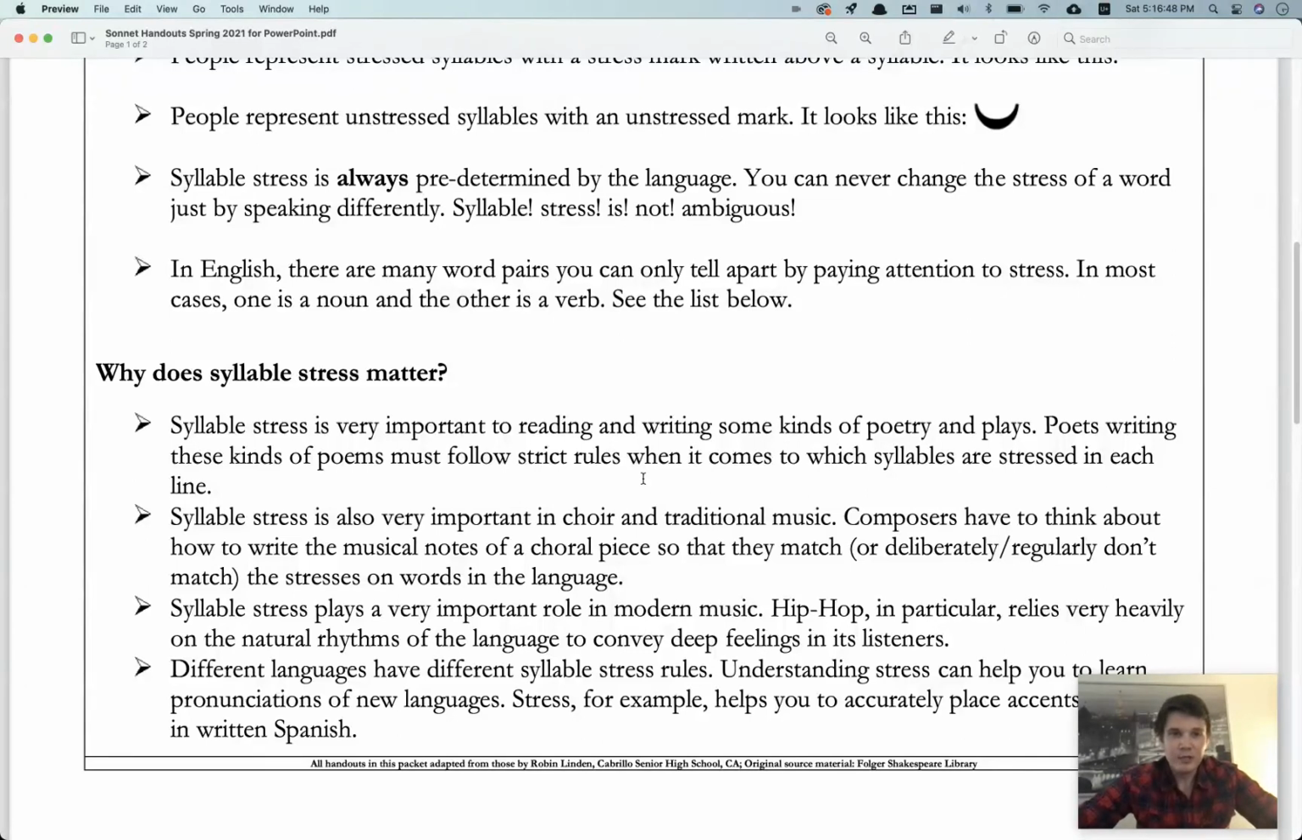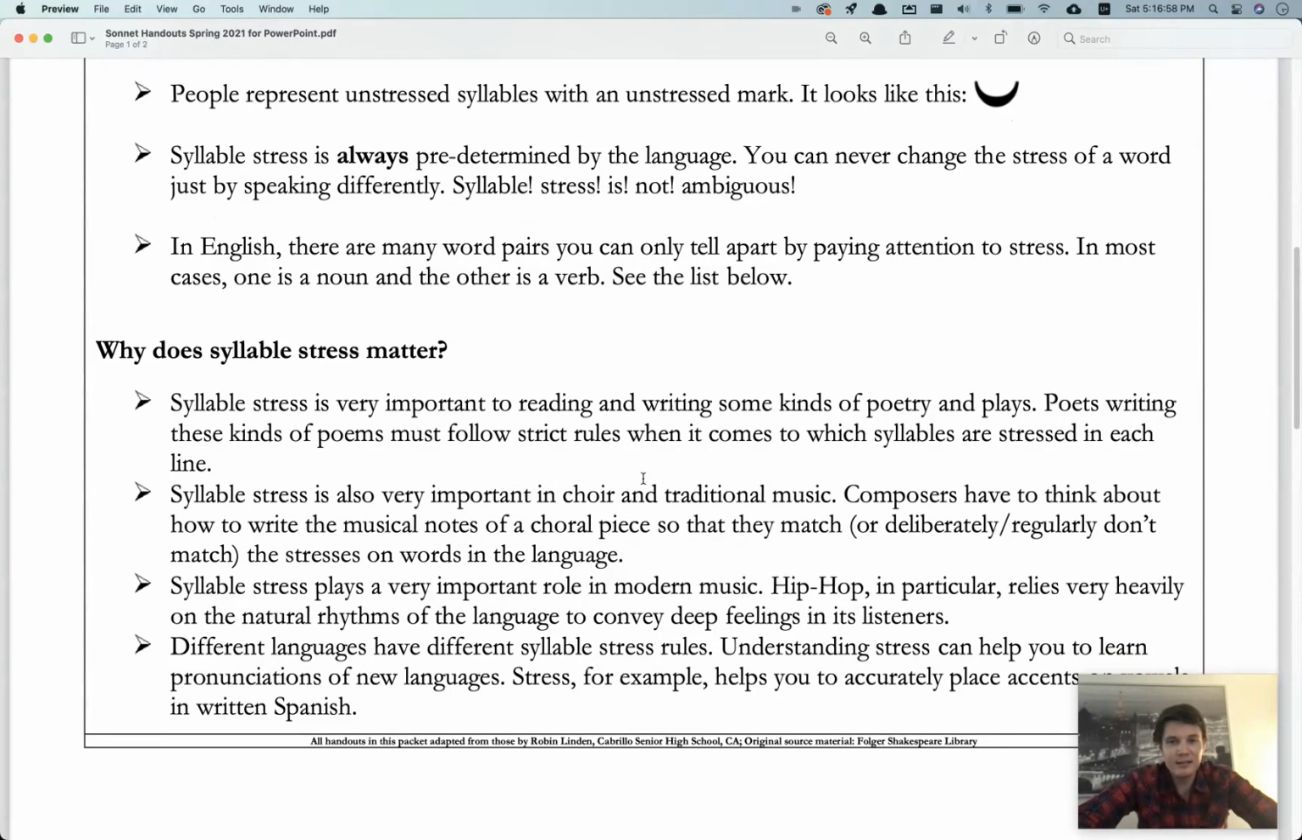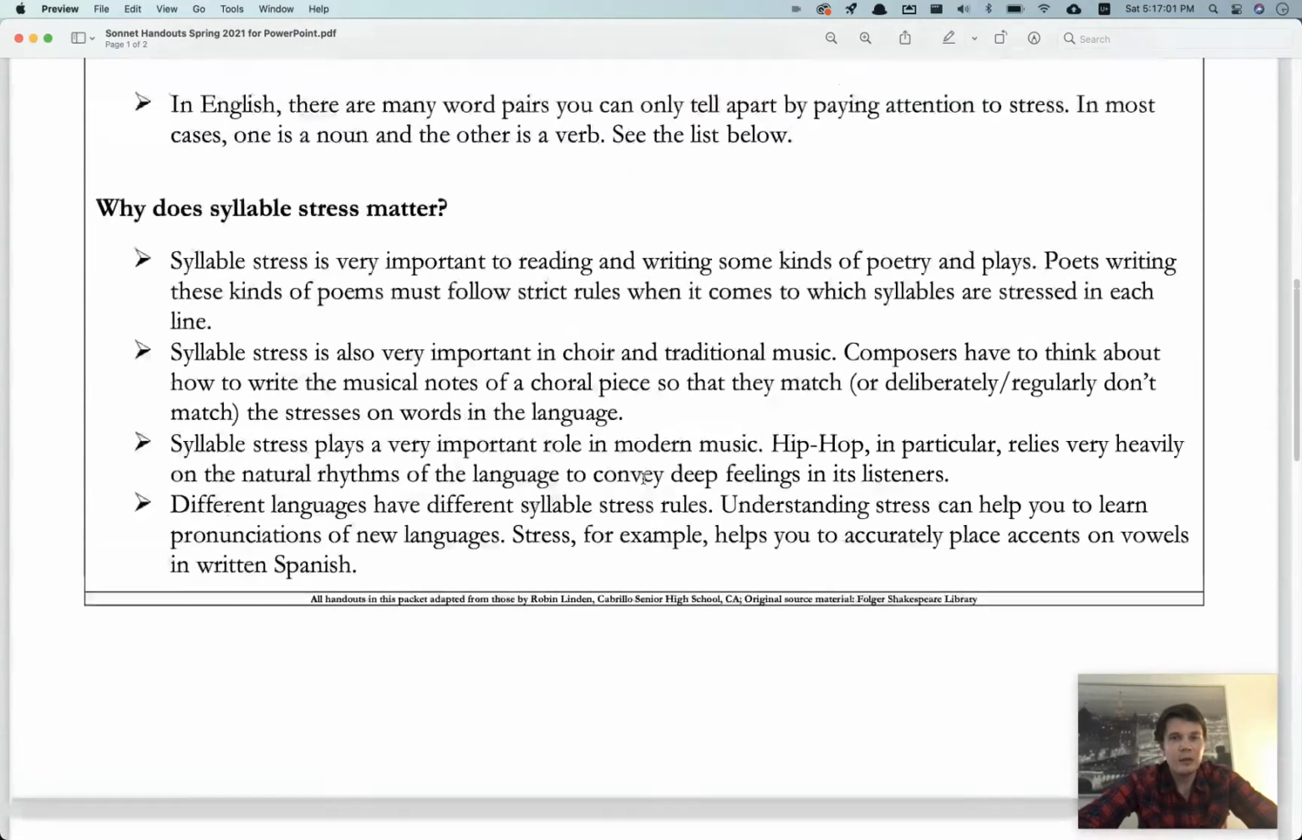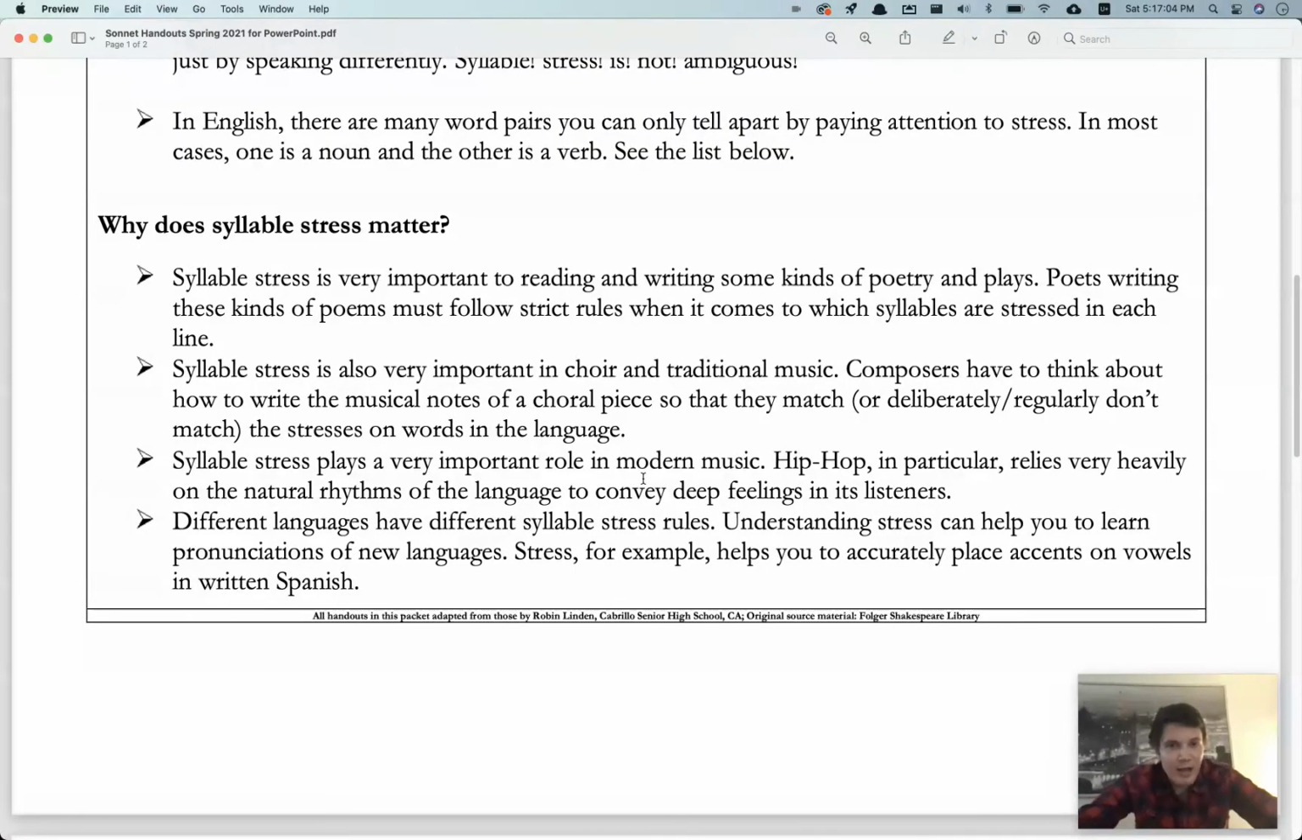So here's the deal. You need to know syllable stress, because if you don't get it, you will not understand iambic pentameter, which is what I'm going to talk about on the next page here. Also, syllable stress is important in choir. It's important in more traditional kinds of music. It's important in all kinds of modern music. If you are familiar with hip hop or rap, the rhythms in these languages and the stress of different syllables is so important to conveying the ideas and the feelings that underlie that kind of music.